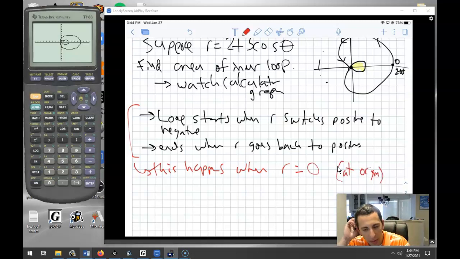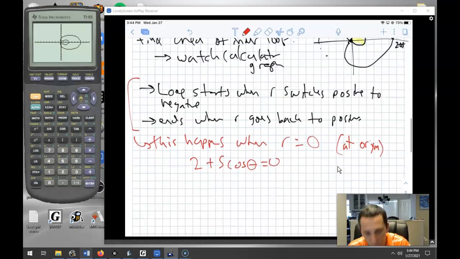So how do we see when does r equal 0? Well, we have 2 plus 5 cosine of theta equals 0. This is not on the unit circle, but what I want to remind you is you can solve this on your calculator. And when you solve it, of course, you have to be in that function mode.